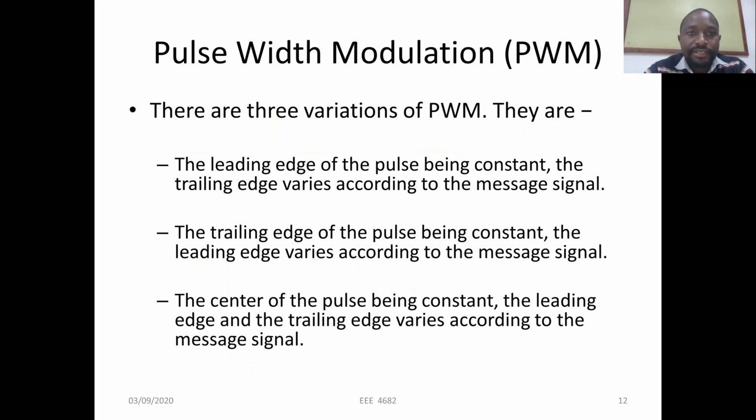Now, like I said, for pulse width modulation there are three variations, depending on whether it's the leading edge. Under the leading edge, the pulse is kept constant, while the trailing edge varies according to the message signal. With the trailing edge of the pulse being constant, the leading edge varies according to the message signal, while for the center of the pulse being constant, the leading edge and the trailing edge will vary according to the message signal.